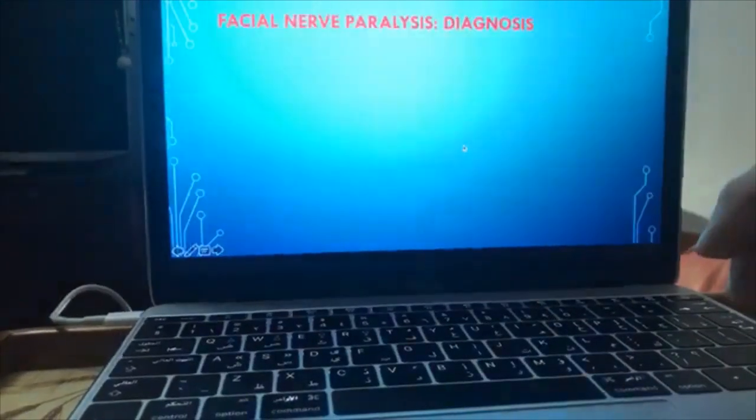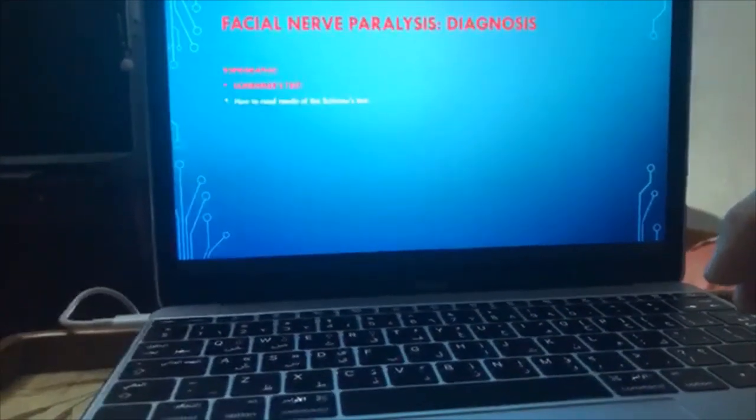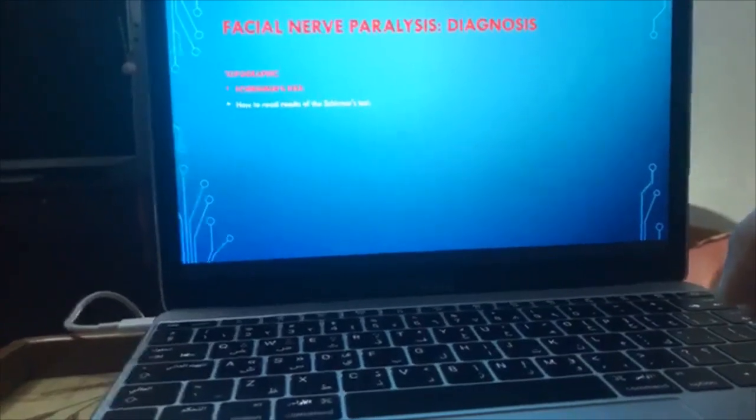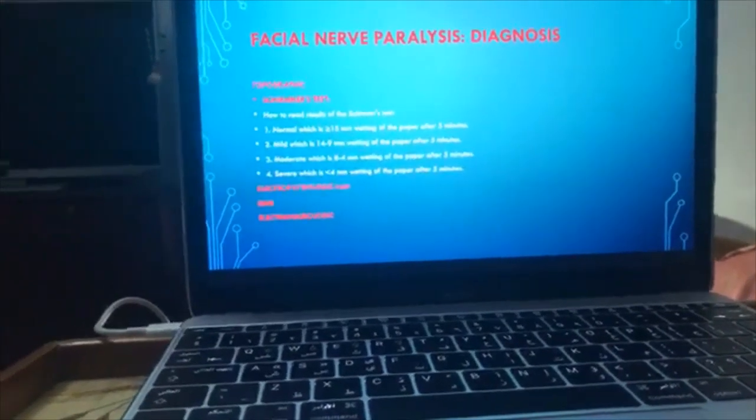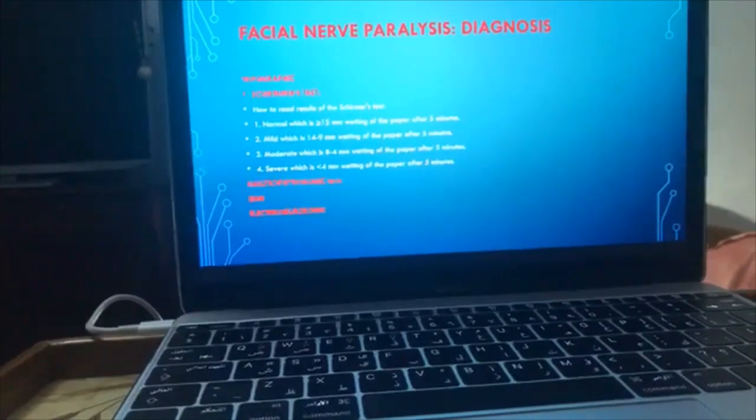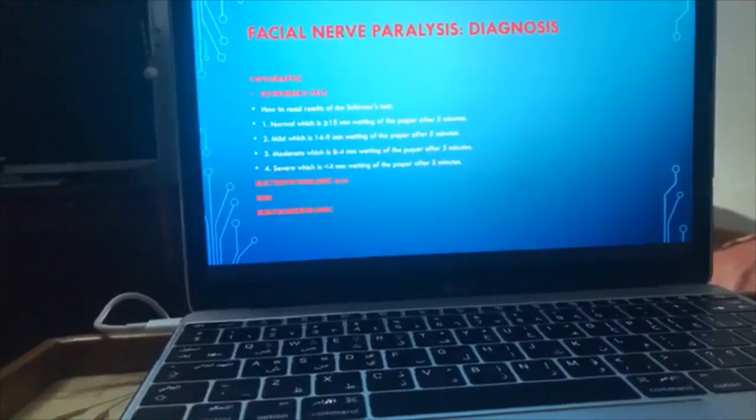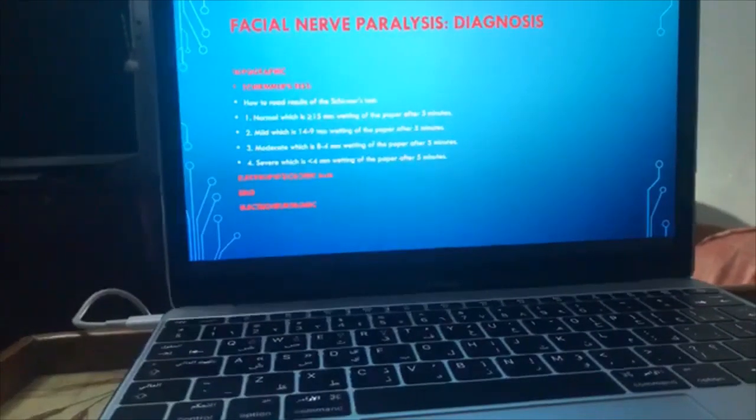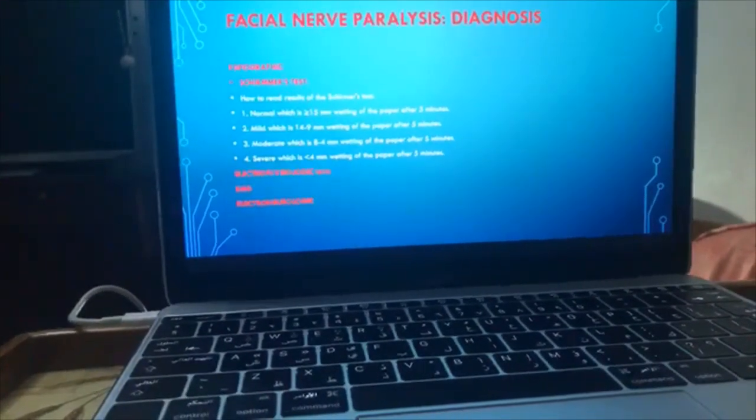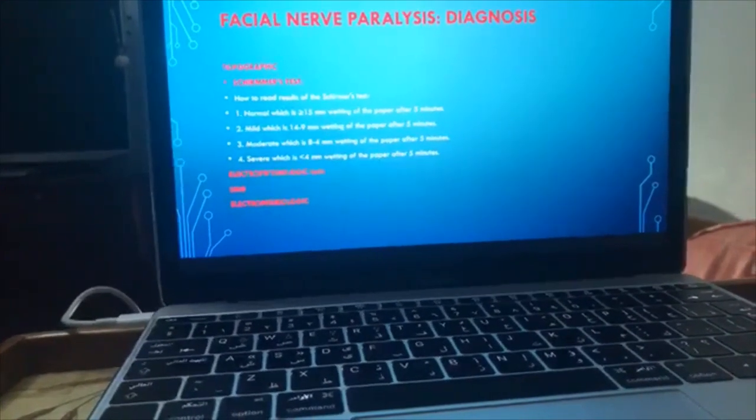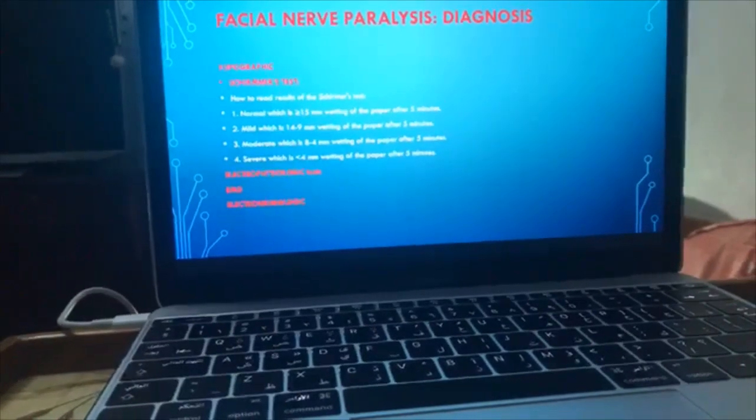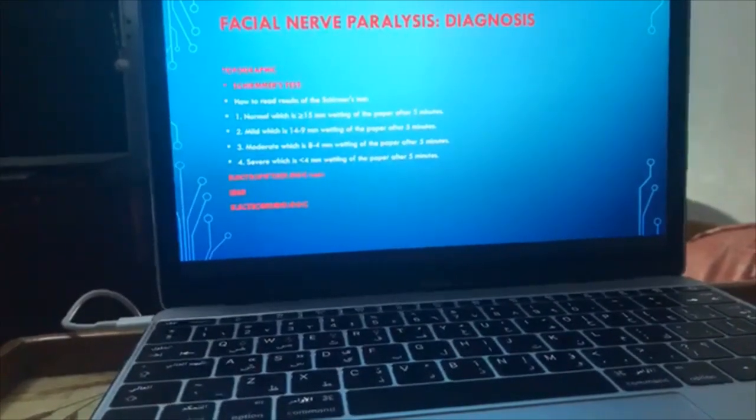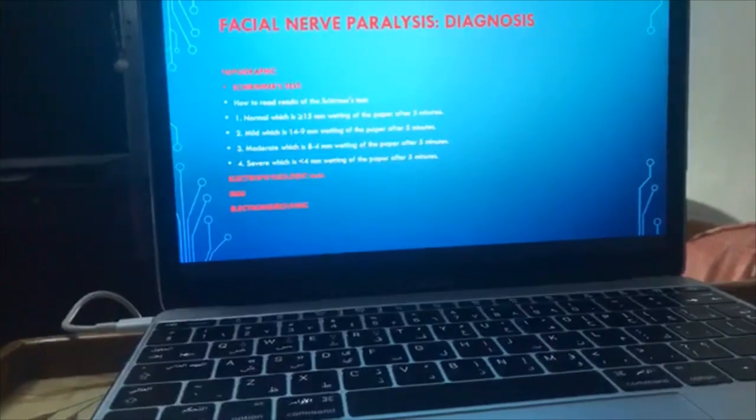That's grade 3, and this is grade 6. The diagnosis. We can use Schirmer's test just to identify the level of the facial nerve palsy, whether above the exit of the greater superficial petrosal or distal to the exit of the greater superficial petrosal.